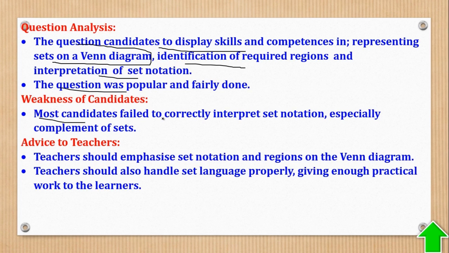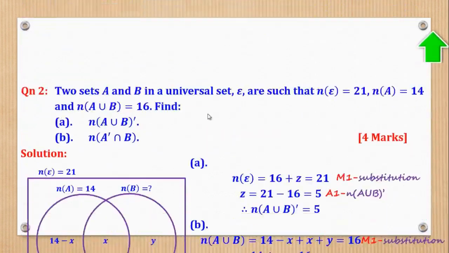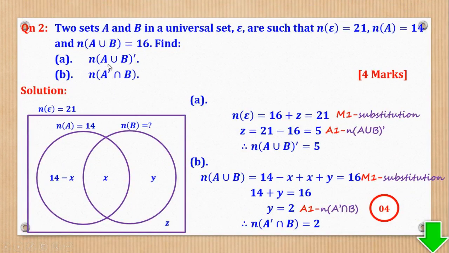However, most candidates failed to correctly interpret set notation, especially complement of sets. So complement, if they say A complement, means elements which are not in A. When they say B complement, means elements which are not in B. That is why here they said A union B complement means elements which are not in A union B. A union B is this, and the ones which are not in that is only Z.